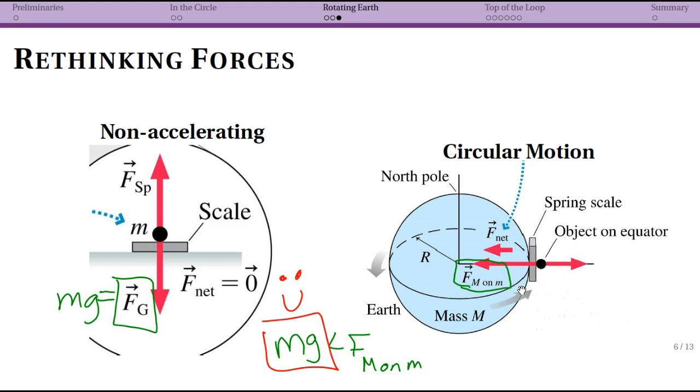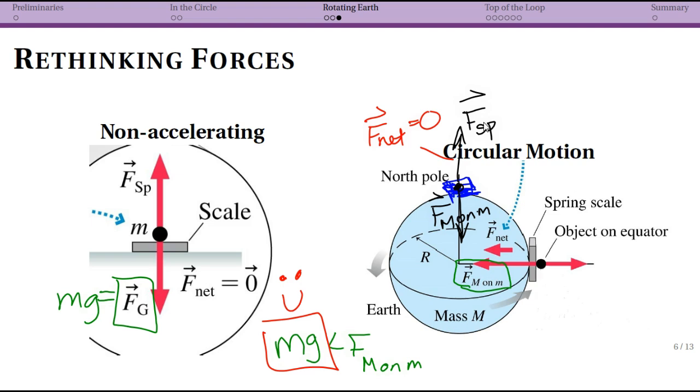So if instead we think about our scale on the North Pole, now what do we need to worry about? Well, now we have the spring scale force up, and we have our gravity force down. Now this is still, I'll write it as mg, that way. But what's the net force there? Is this object at the very North Pole going in a circle? Nope, it's kind of rotating in place, but it's not actually going in a circular path. So what that means is for this one, net force equals 0.